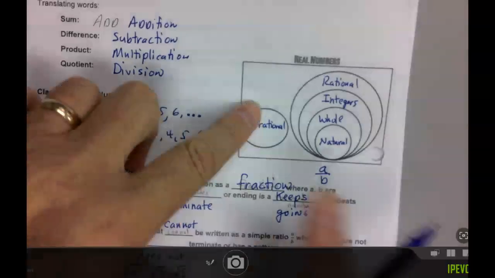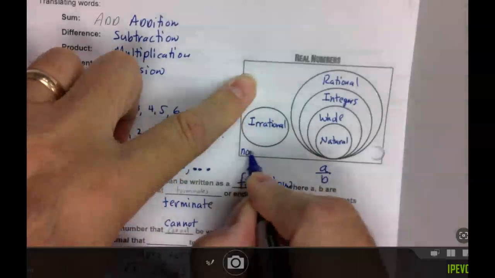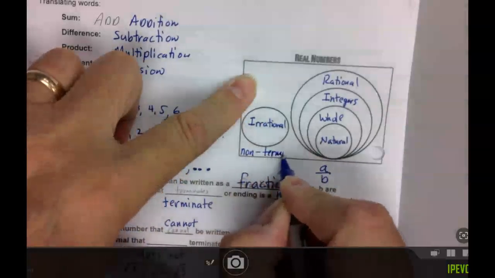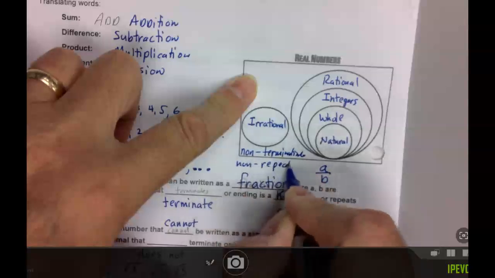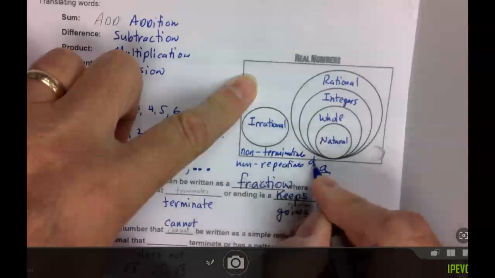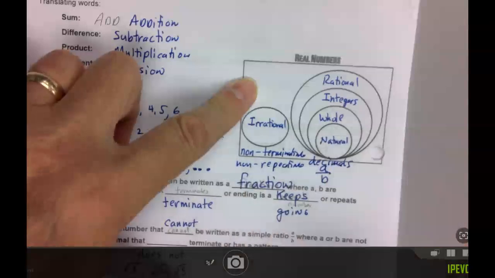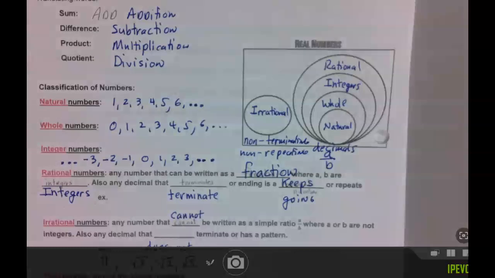And what kind of numbers are irrational? Non-terminating, non-repeating decimals. Non-terminating, non-repeating decimals. Decimals that don't stop, decimals that don't repeat. Okay? So in this class, every number we deal with is going to be real, isn't it? Okay? All right.